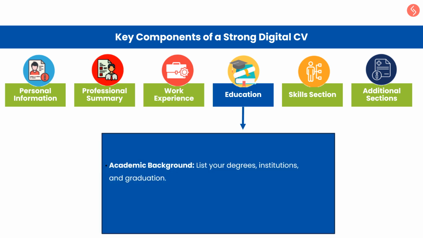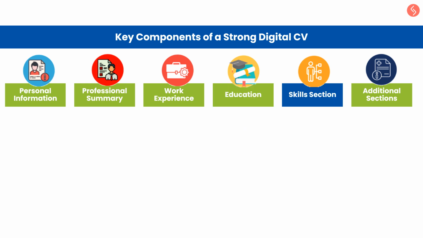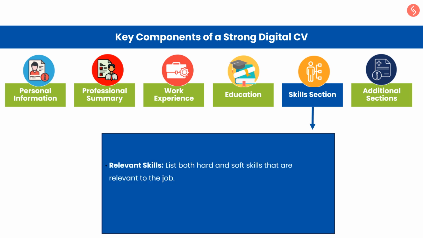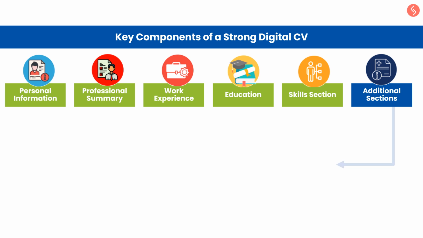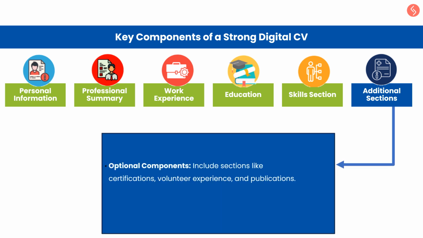Education. List your degrees, institutions, and graduation in the education and academic background section. Include relevant coursework, honors, and extracurricular activities. Skills section. List both your hard and soft skills that are relevant to the job. Highlight technical skills, certifications, and language proficiencies. Additional sections. This should include optional components like certifications, volunteer experience, and publications. Only add sections that strengthen your application.